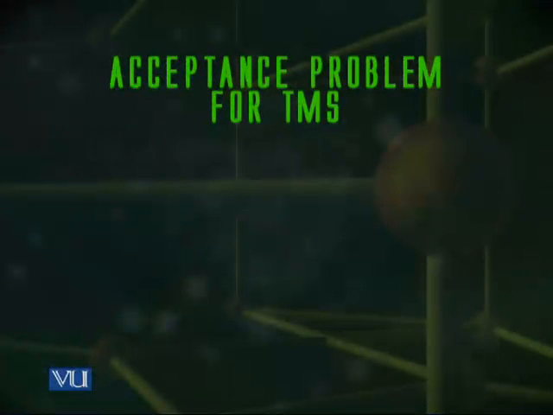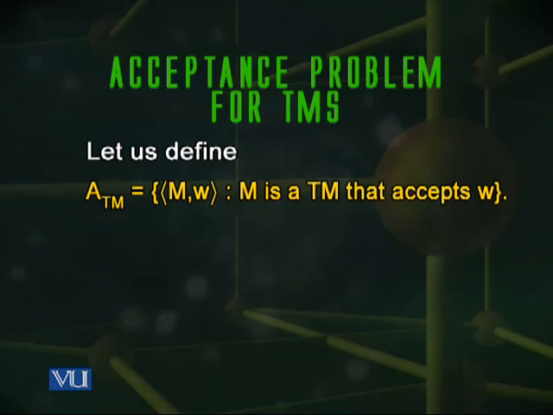Let's review the proof that the halting problem is undecidable. You must recall what the halting problem was. Remember, we had this language that we called ATM, which consisted of all pairs M, W, such that the Turing machine M accepts the string W. So ATM is the set of all encodings of M, W, such that M accepts W.